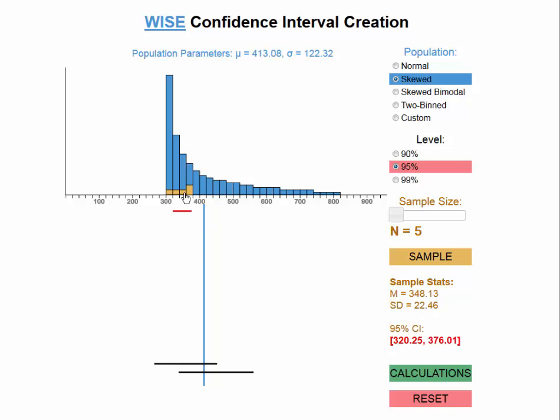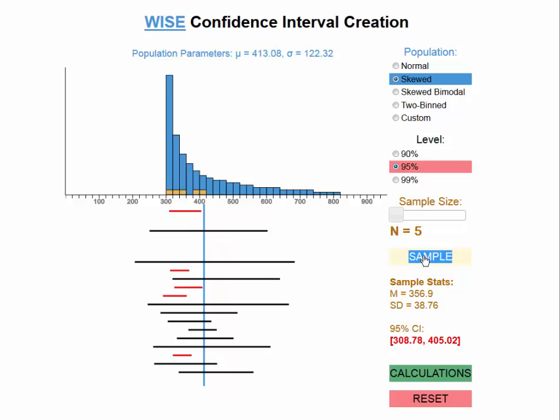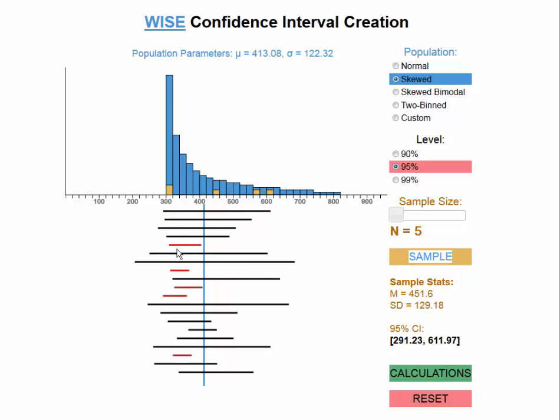Here's another person who has a very nice tidy sample, but the confidence interval for this sample does not capture the population mean. I'll draw 20 of these to see the variety here. We notice several things. One is that these confidence intervals vary a great deal in size. That's because of the skew in the distribution.